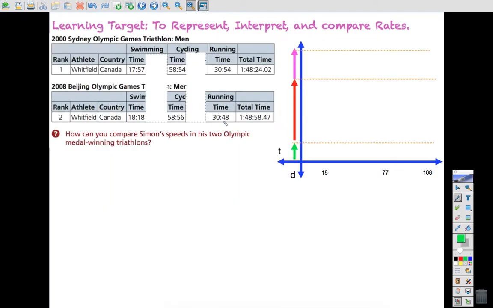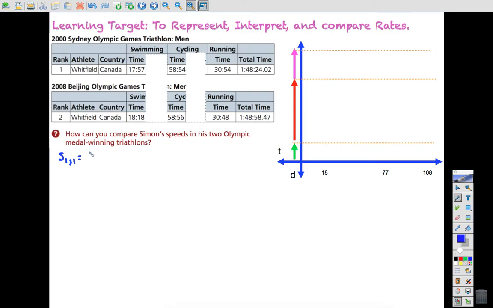So how could we compare this? Well, for starters, I'm going to ignore the trans times. We're going to get rid of those, and we're just going to look at comparing his speed over each leg of the trip. So the easiest way to do this would be to find a way to convert them to a unit rate. Now, I'm going to use a little bit of a different notation here. I'm going to write speed 1, comma 1. I'm using those as subscripts.